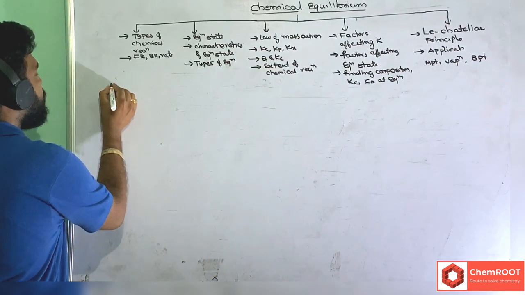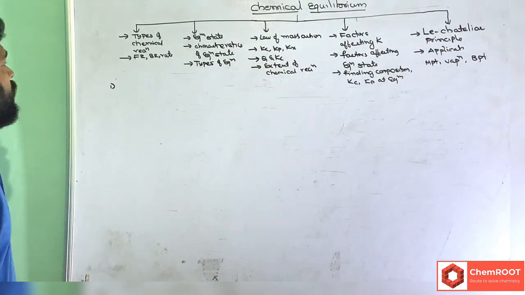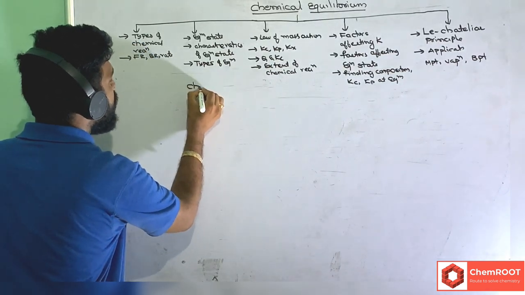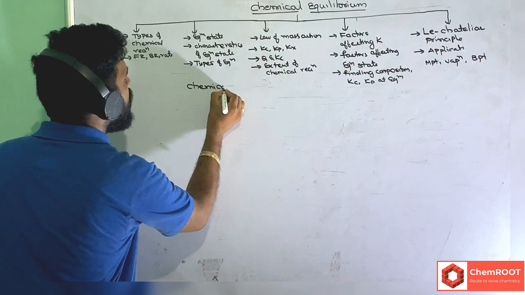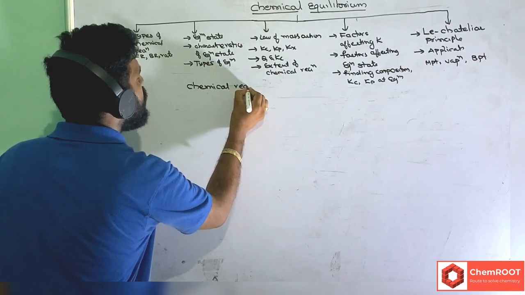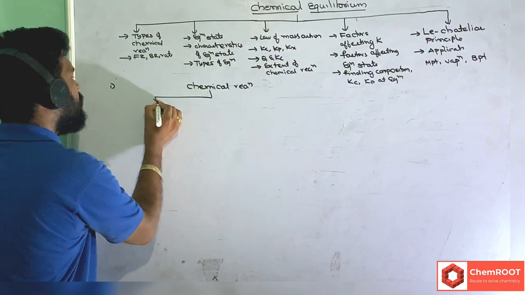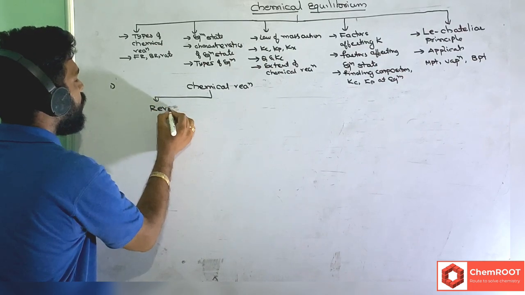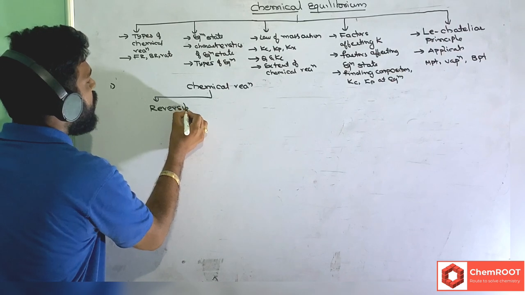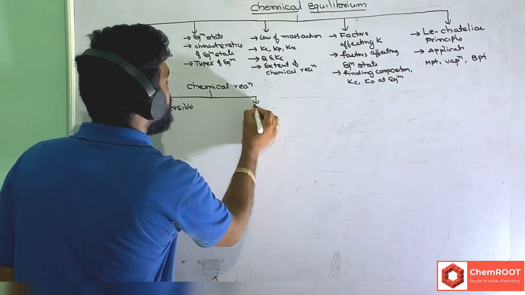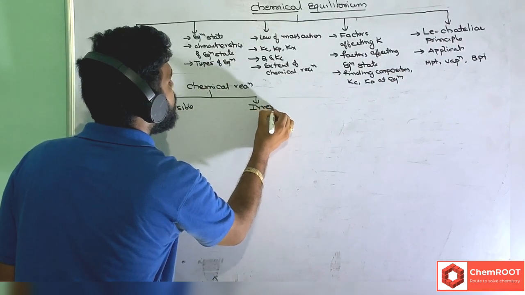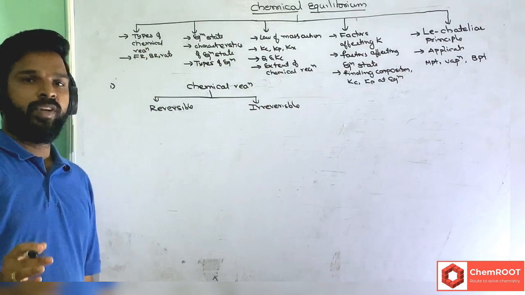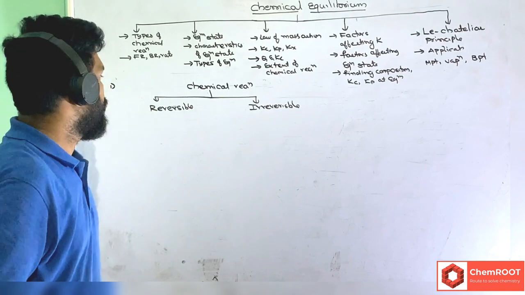And the first thing we can discuss is types of chemical reactions. Chemical reactions are of two types. What are the two types? One is the reversible reaction, and another is the irreversible reaction.